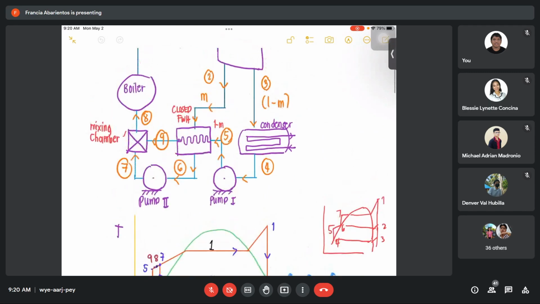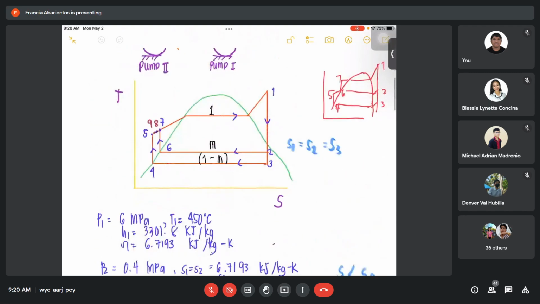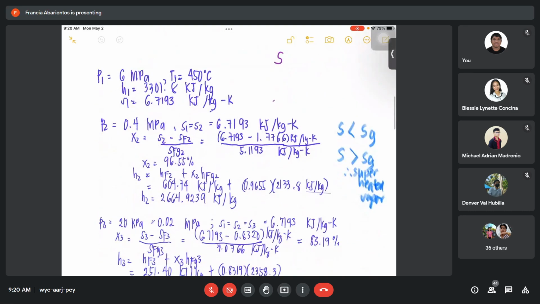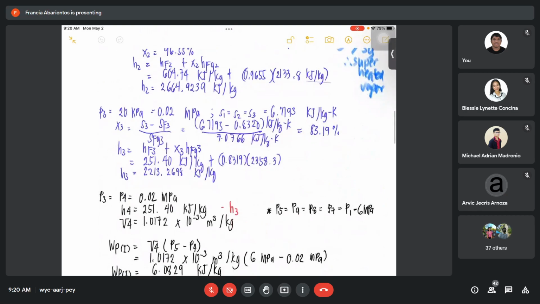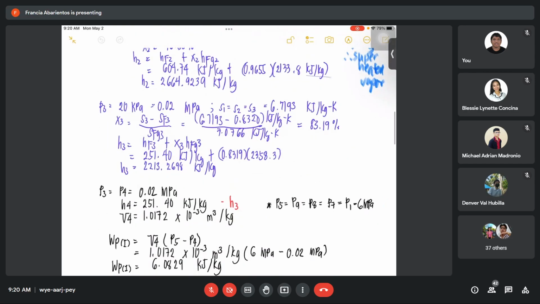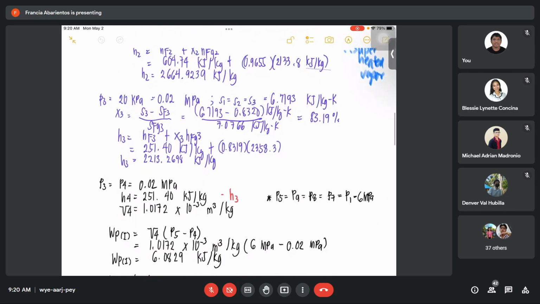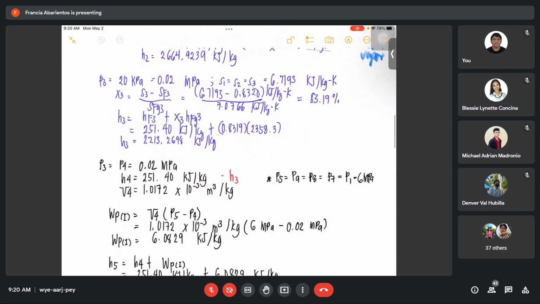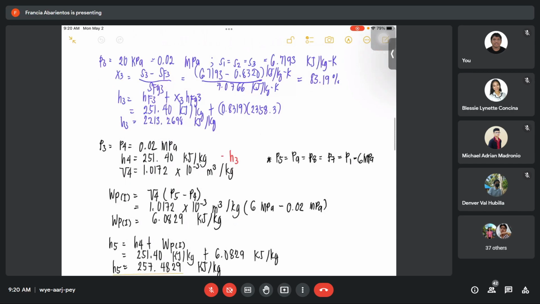Ayan. Let me continue. Saan na tayo? Okay, since this is now the... Ayan, balik tayo. So, in process 3 to 4, we all know that is a constant pressure or isobaric process. So, HF3. So, this is now a constant.